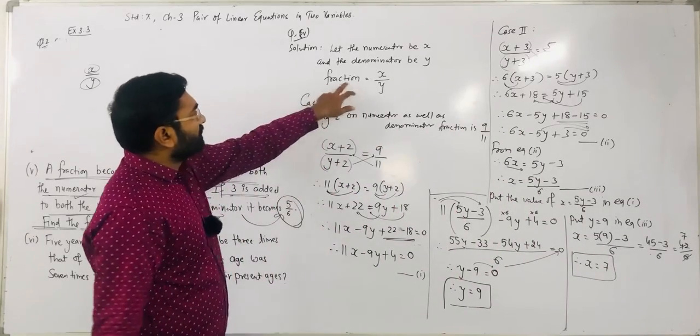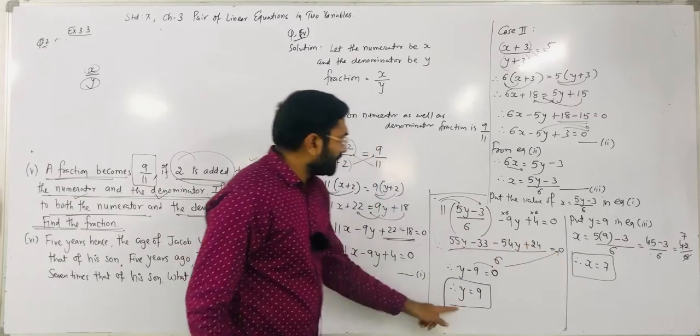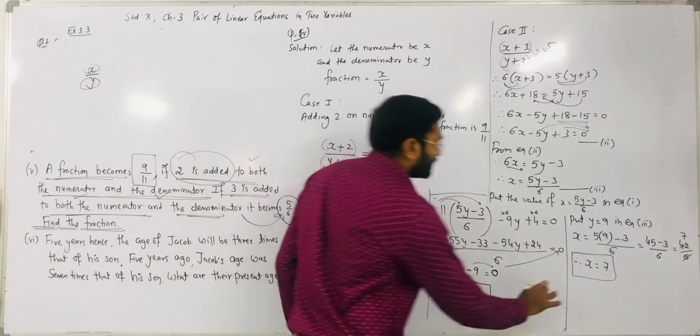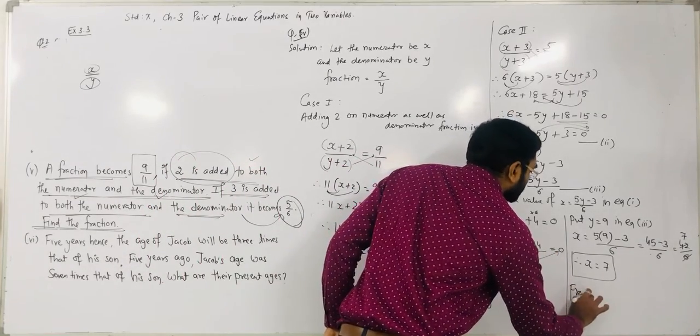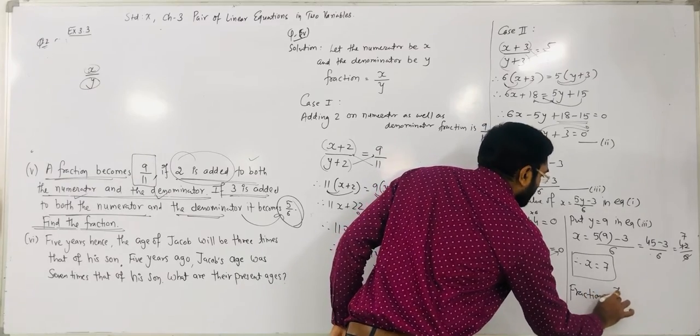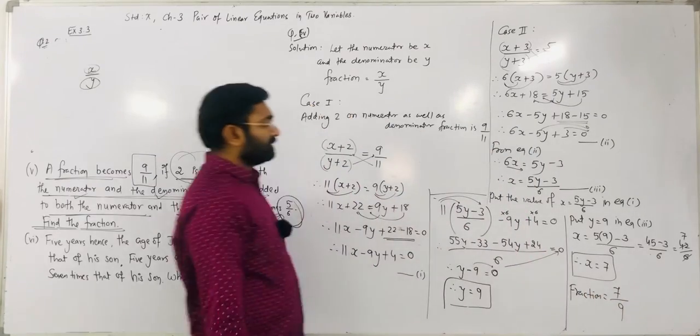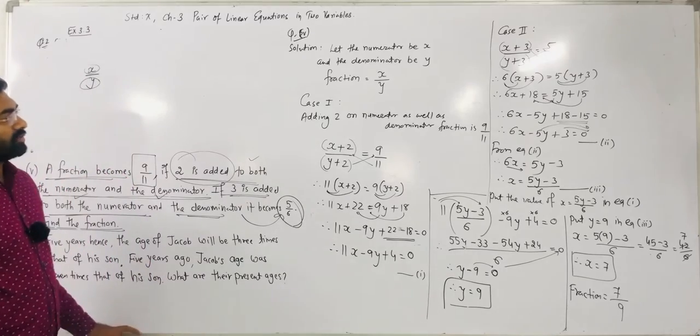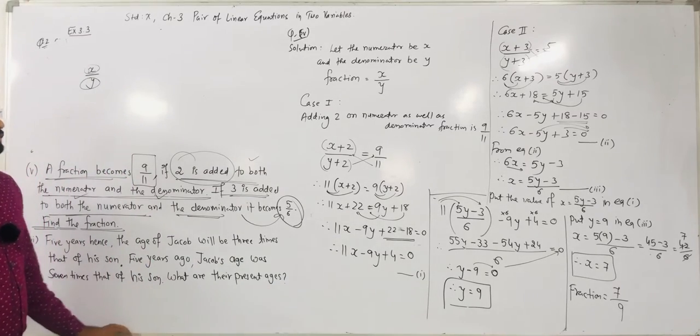So we have to find out the fraction. The x value we get as 7, the y value we get as 9. So the fraction is what? At last we have to mention the answer. So this is question number 5 that we have to solve.